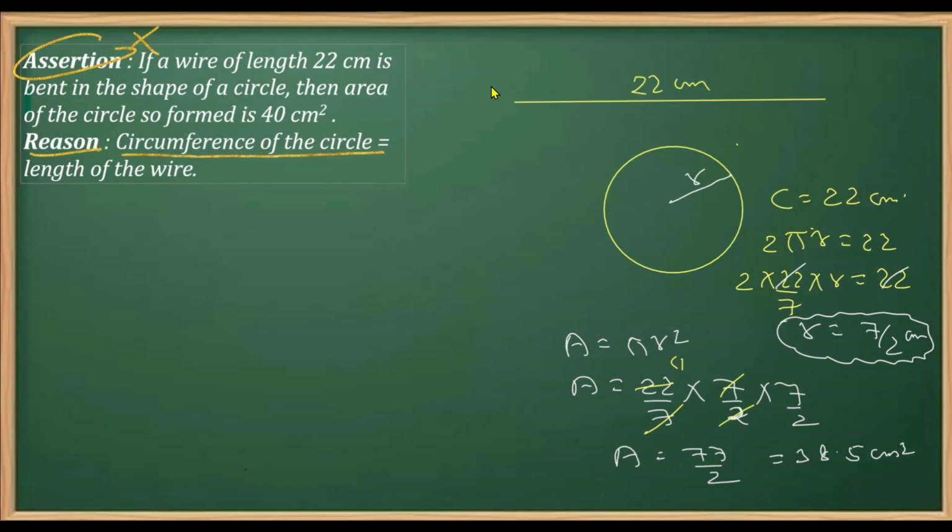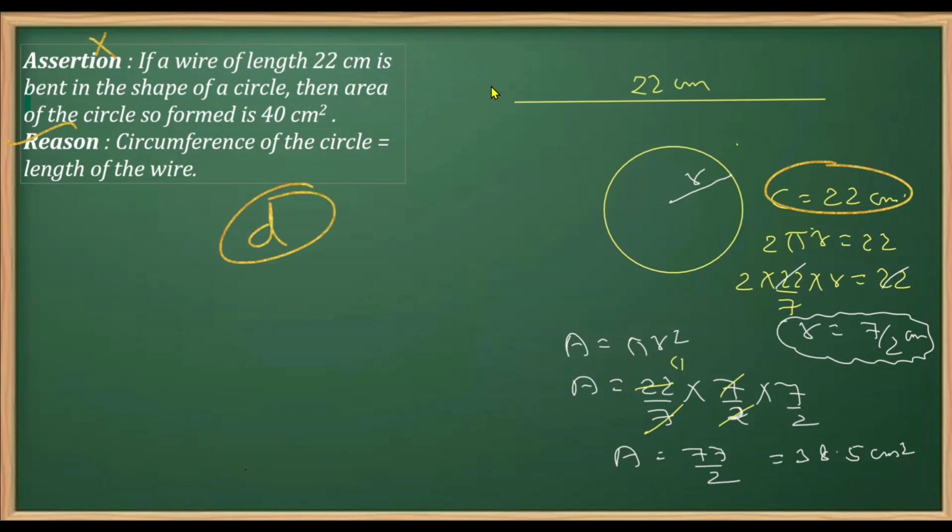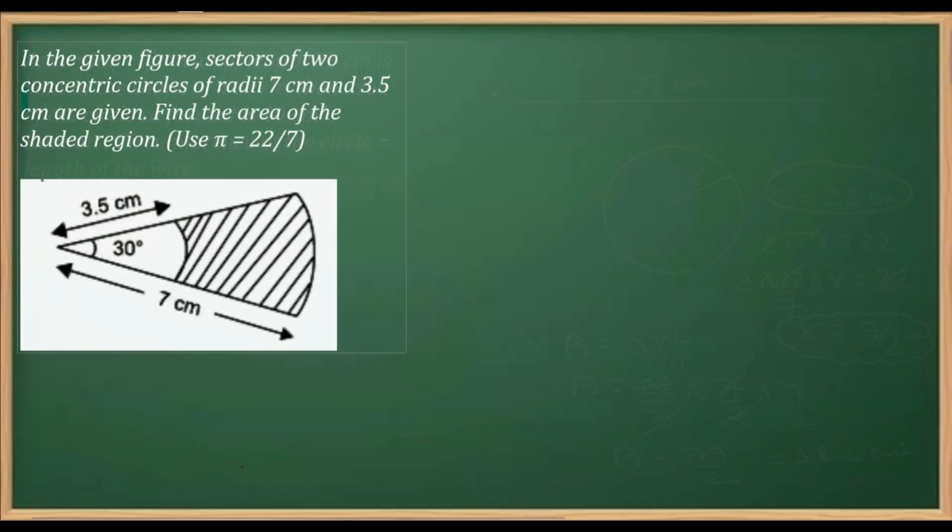It says the circumference of the circle is equal to the length of the wire. That's very true. This is the length of the wire, and that is equal to the circumference. So the assertion is wrong, and the reason is correct. In general, when the assertion is wrong and the reason is correct, the option is D, but that depends upon the other options given over here.